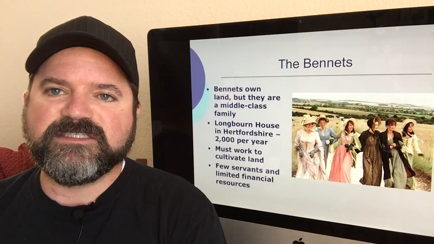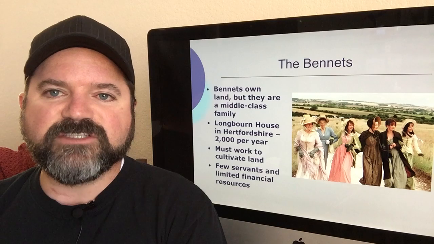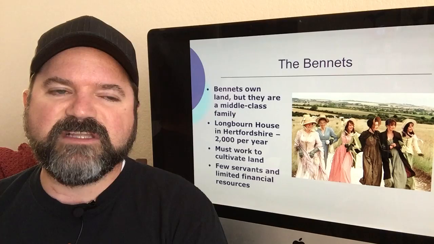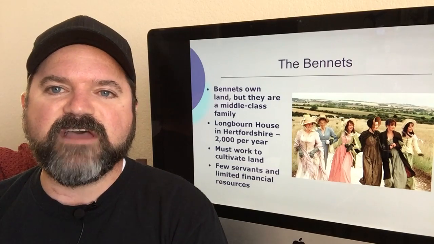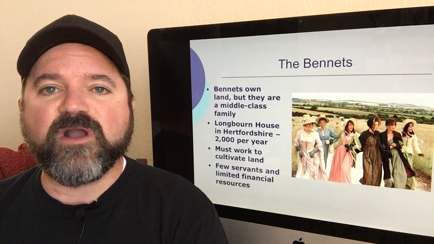Then we have the Bennets. These are the family that we follow the most in this novel. They own land, but they're middle class. They work the land themselves. They don't really have a lot of servants. Mr. Darcy probably has people who take care of his house, as opposed to the Bennets, who don't have most of this stuff. And they don't have a whole lot of money either, which is part of the problem in the novel.